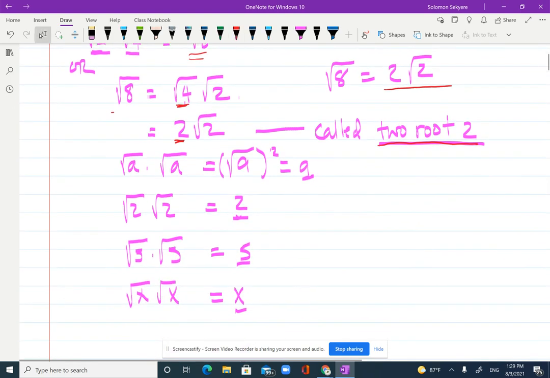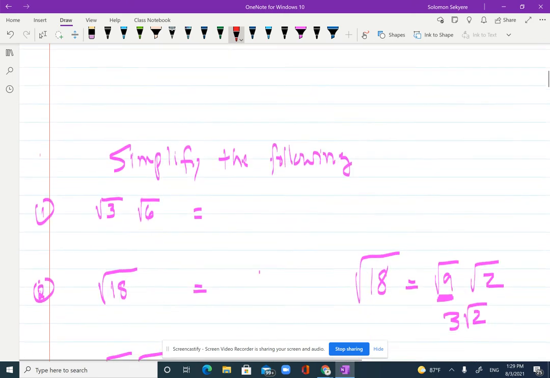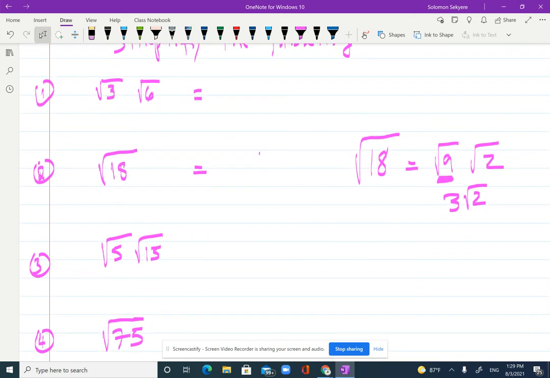Just to make a general statement here, square root of 2 times square root of 2 gives me just 2. Square root of 5 times square root of 5 just gives me 5. Square root of a times square root of a is a. Square root of x times square root of x is x. Now let's do some exercises here.